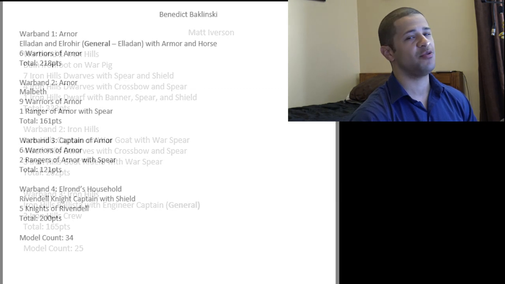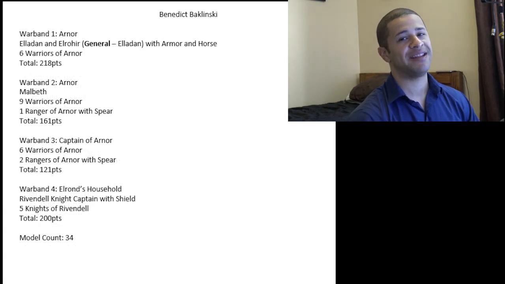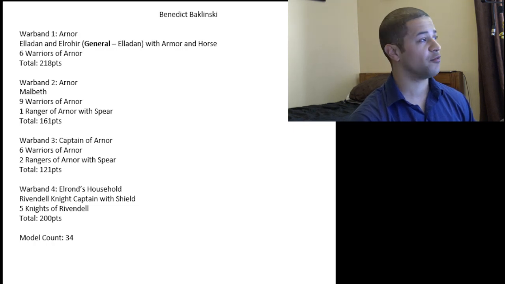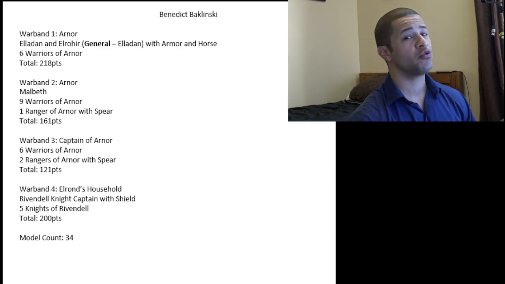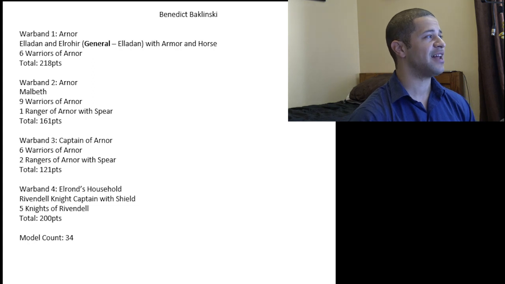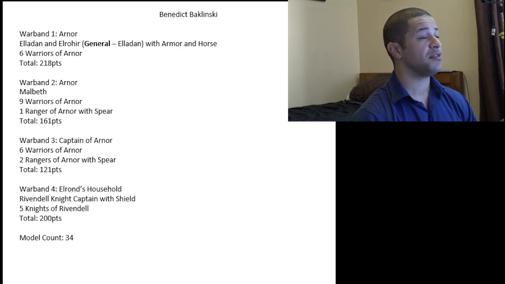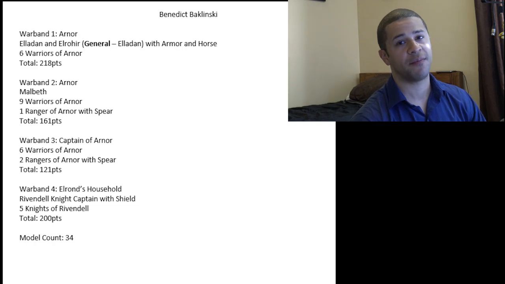So let's go next into the second place winner. It is Benedict Baklinski, and he's from the Canadian OSBGL group, and he brought an Arnor force. So let's look at it. He has Elladan and Elrohir here, with Elladan being his general, armor and horse for the twins, 6 Warriors of Arnor, Malbeth with 9 Warriors of Arnor, 1 Ranger of the North with spear, and then he has a Captain of Arnor leading 6 more Rangers, 2 more Rangers of Arnor with spear, and then he has Elrond's Household, a Rivendell Knight Captain with shield, and then 5 Rivendell Knights, with a 34 model count.